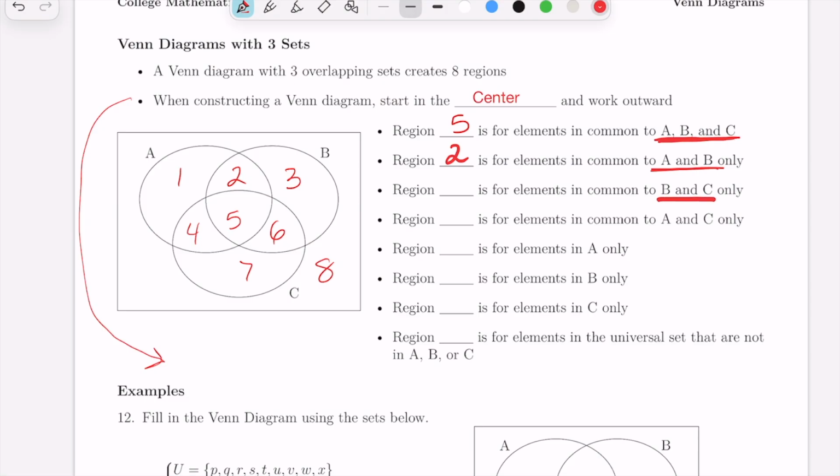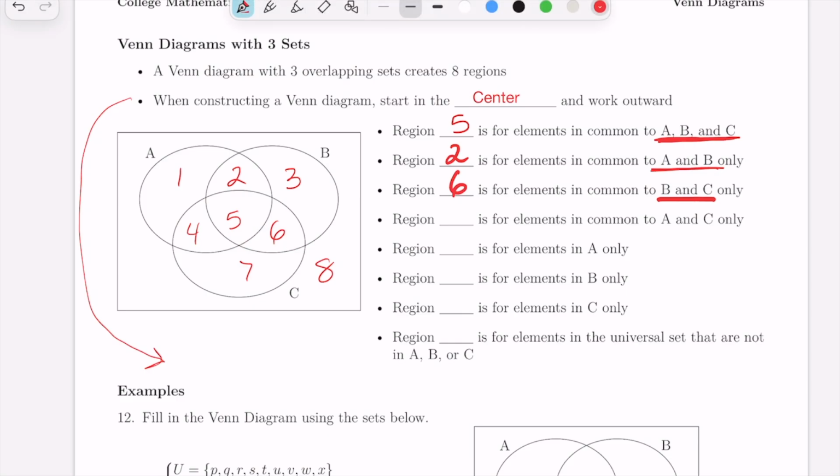B and C only. Well, B and C would be this whole football shape, but we want to exclude this part here because that's also an A. So if we get rid of that, what we have left is this kind of chevron triangle shape. That's region 6, common to B and C only.